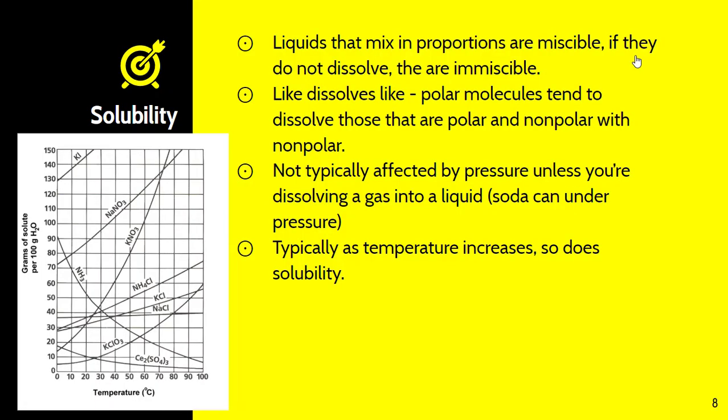So looking at solubility, liquids that mix in proportions are miscible, and if they don't dissolve, the term we use is immiscible. So miscible if they dissolve, immiscible if they don't. We use the term like dissolves like. Typically molecules that are polar tend to dissolve in those that are polar, and nonpolar with nonpolar. So do keep that in mind, that the polarity of the individual molecules that you're dissolving, as well as the solvent, are very important to determine if it actually dissolves.